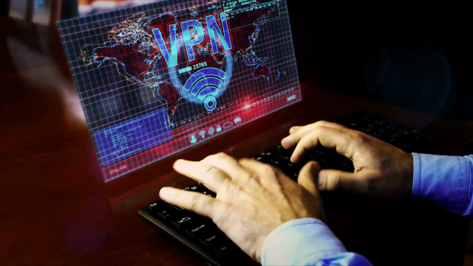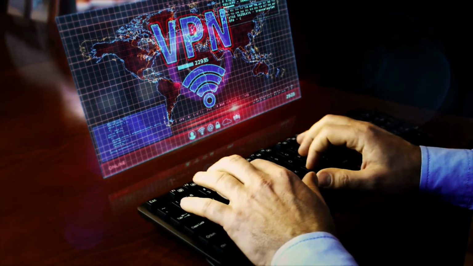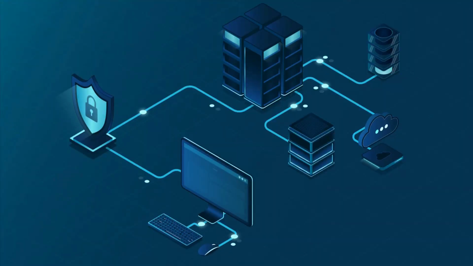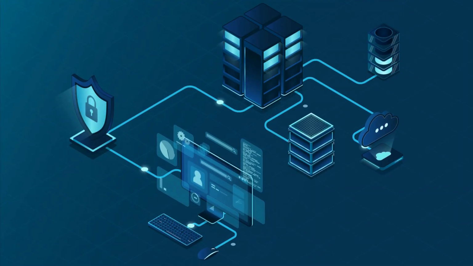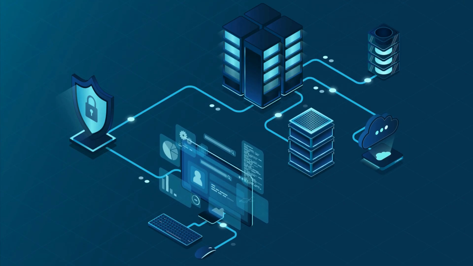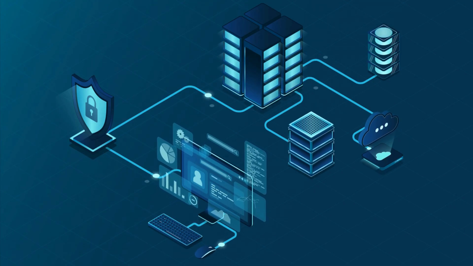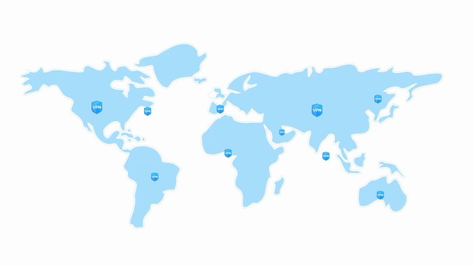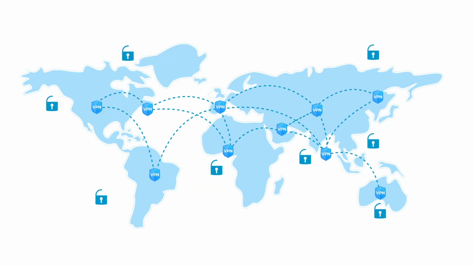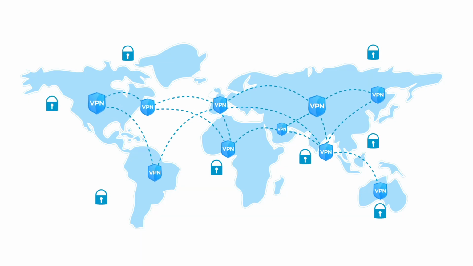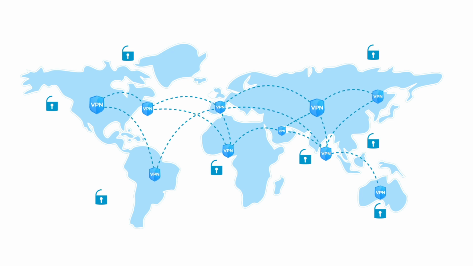A VPN protects your privacy by encrypting your internet connection, secures your data on public Wi-Fi, and keeps hackers away. It also allows you to bypass geo-restrictions and access region-locked content. So if you're serious about your online security and privacy, a VPN is a must-have tool.